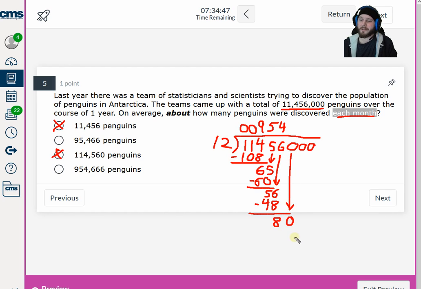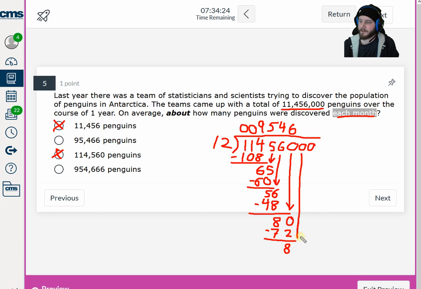So 12 goes into 80. How many times does 12 go into 80? Well, 12 times 6 would be 72. 12 times 7 would be 84. So it only goes in 6 times. So 6 times gives me 72. We'll subtract to get 8 again.